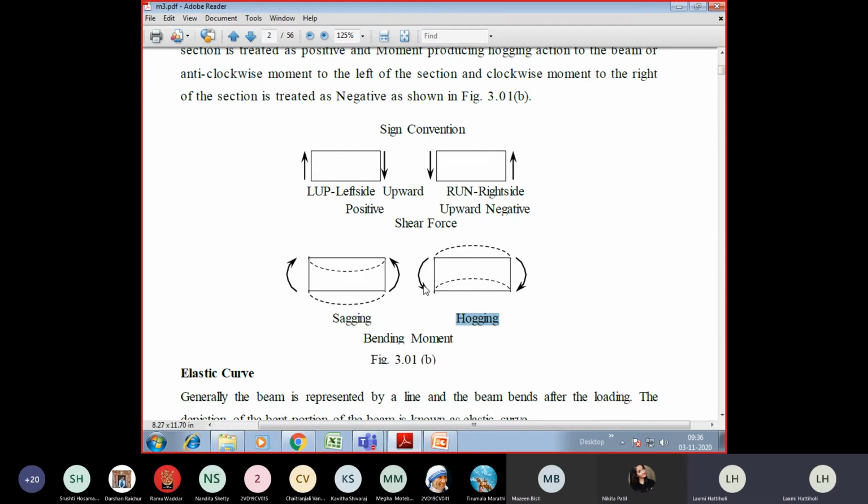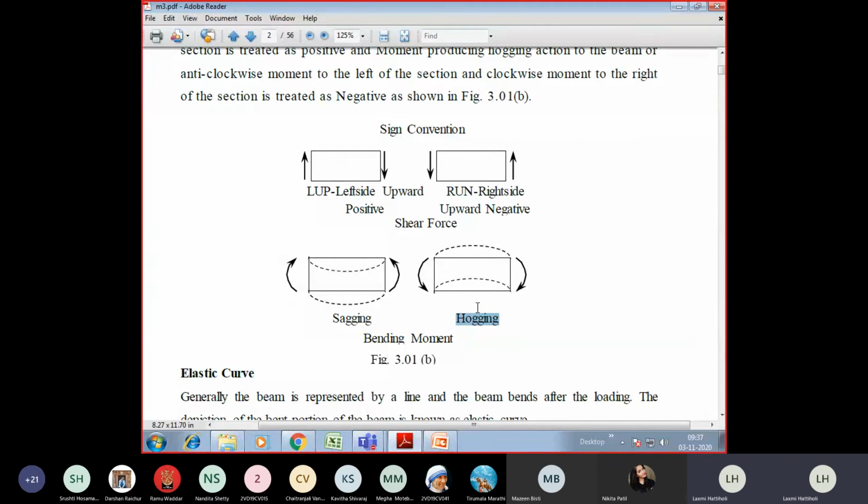Now observe carefully how the moments have been generated in the hogging bending moment. On the left side it is anti-clockwise, on the right side it is clockwise, right? So this bending moment is the hogging bending moment. And the sign convention says that always take the sagging bending moment as positive, and the hogging bending moment as negative. I'll repeat once again: sagging bending moment positive, hogging bending moment negative. You should follow these sign conventions while solving numerical examples, right?